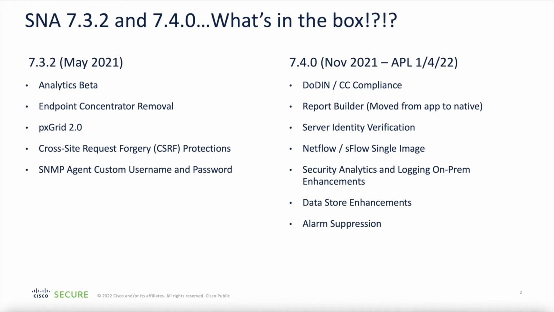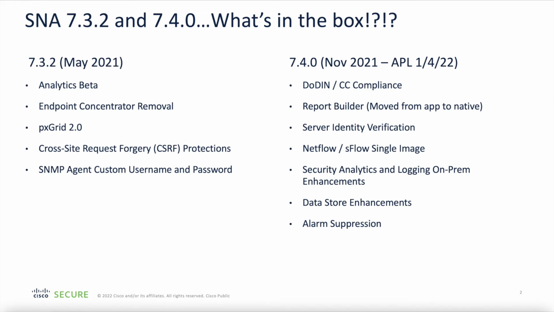So if you have an integration between SNA and ISE, where ISE is providing identity information to you for SNA, or you're doing quarantines from SNA to ISE, that will cease to work if you're not both on pxGrid 2.0. So just make sure if your ISE is on 3.1 or later, you're on SNA 7.3.2 or later.